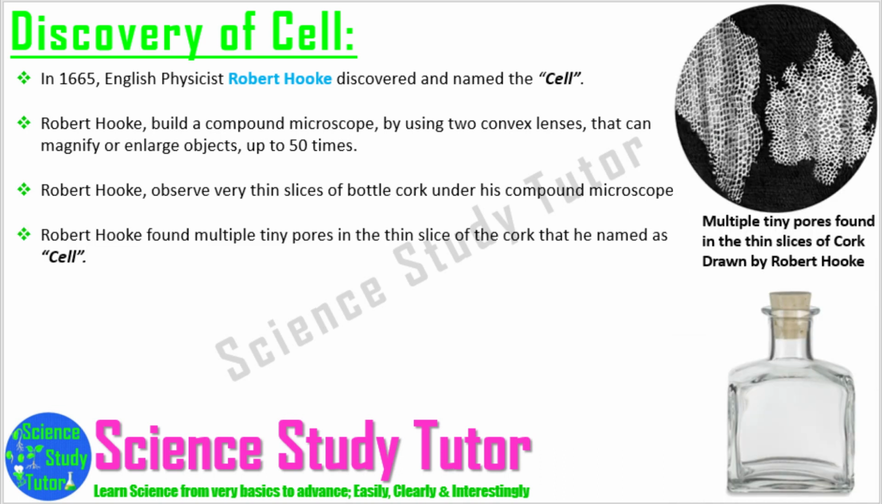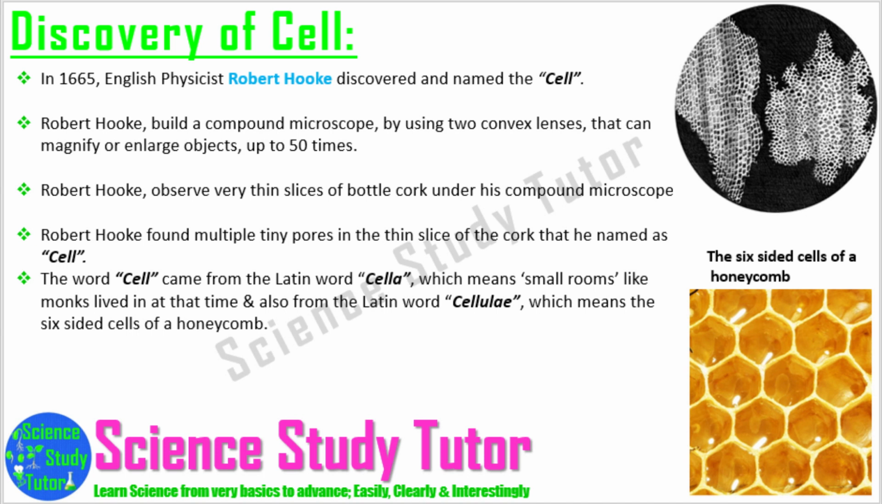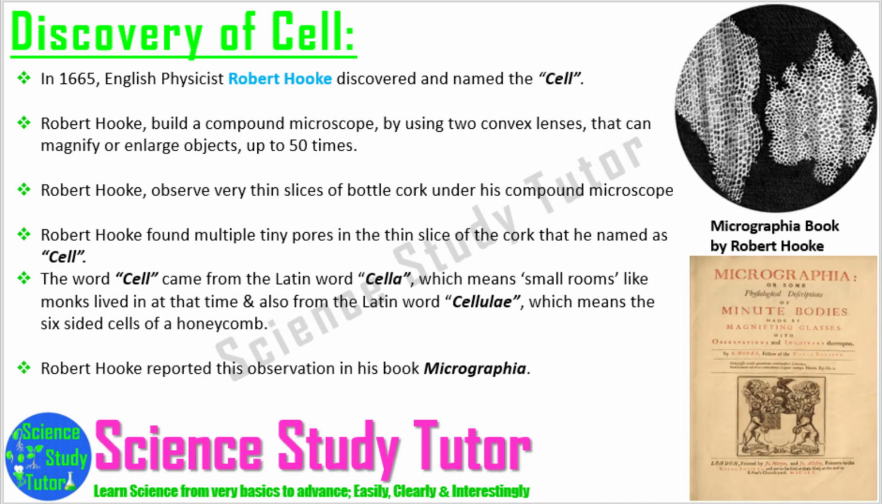Robert Hooke found multiple tiny pores in the thin slice of the bottle cork as shown in the picture that he named as cells. The word cell came from the Latin word cella, which means small rooms, like the monks lived in at that time, and also from the Latin word cellula, which means the six-sided cells of a honeycomb. Robert Hooke reported this observation in his book Micrographia.